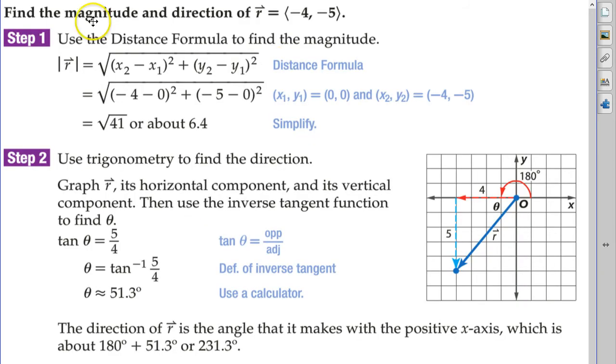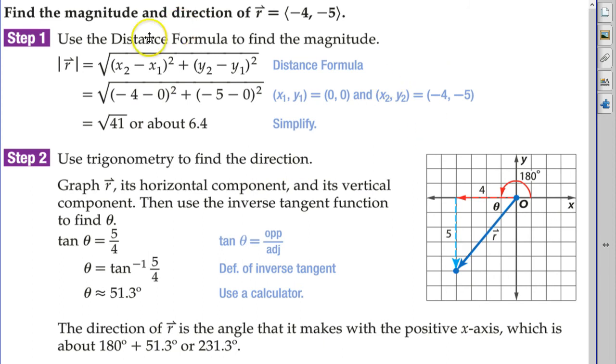Okay, the last part of this is the difficult part of this section, and I'm just going to walk through one example real quick on the homework. And then in class we'll spend a lot more time going through this, but I want you to at least see the idea of this. So we want to find the magnitude and direction of the vector -4, -5. Now the book talks about using the distance formula to find the magnitude. We can do that. I'll show you an easy way on the next page.